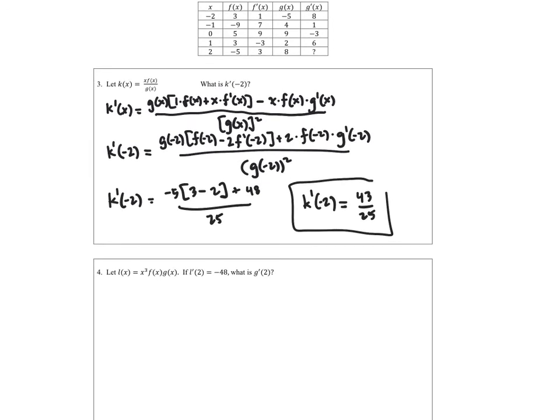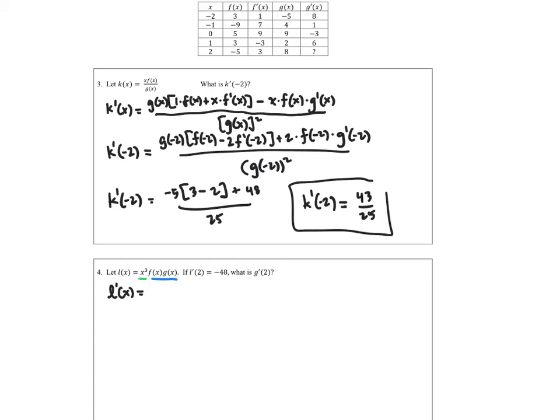All right, let's look at L of x in number 4. Wow, this is a triple product rule. Okay, so imagine, we'll just lay it out here. So L prime of x. Instead of doing a triple product rule, I'm going to do x cubed as the first function, and then f of x, g of x is the second function. So I'm going to have to do a product rule, but then I'm going to have to do a product rule within the derivative of the blue function f times g.